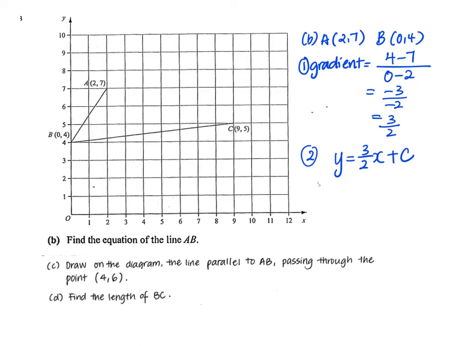Okay, then now I need to sub in a point. Well, we notice, what's the y-intercept over here? The y-intercept is actually 4. If not, you can also sub in the point 0, 4 and work out the answer. But I know already the y-intercept is equal to 4. So therefore, my equation is y equals 3 over 2 x plus 4. Have you gotten the answer?